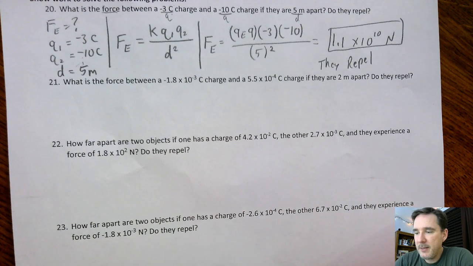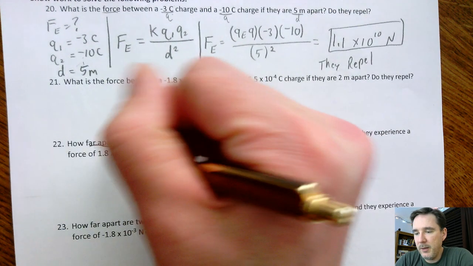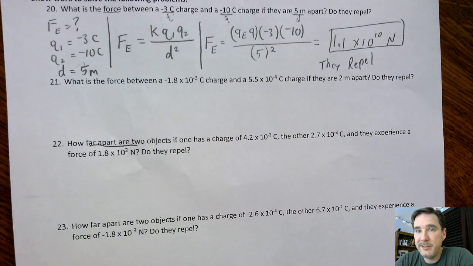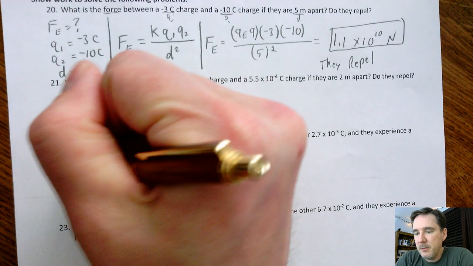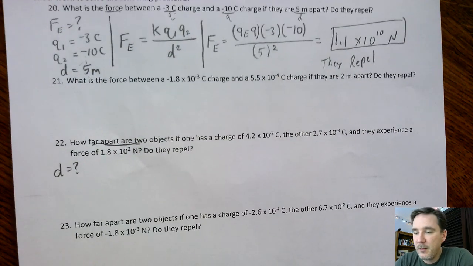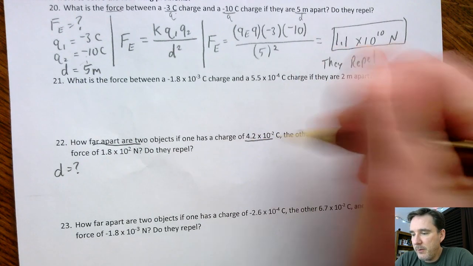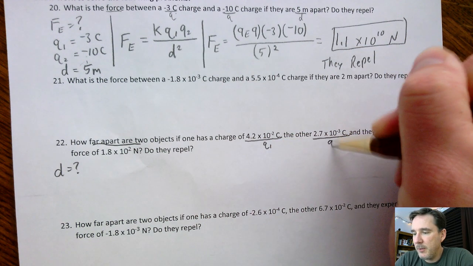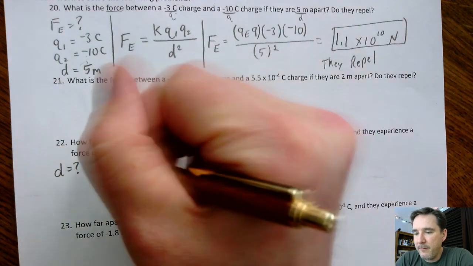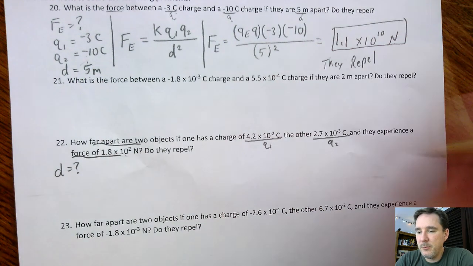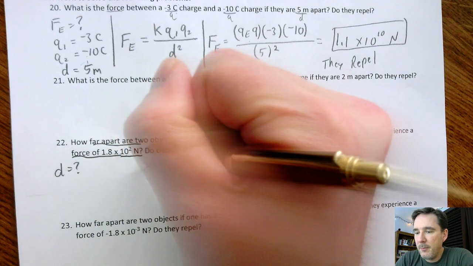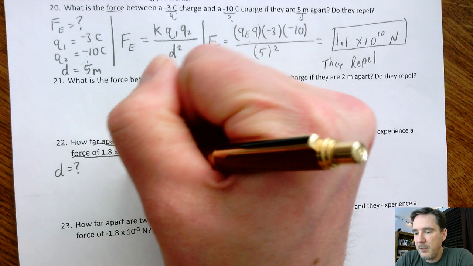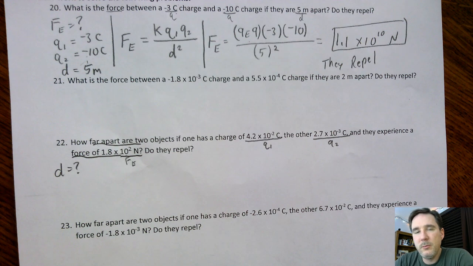But this one is asking how far apart are they? In other words, it's asking for the distance. So D is going to be my question mark. It gives me a charge of this, so that is a Q, probably Q1, and the other charge is going to be Q2. They experience a force, much force on the pencil, of that much. So this is going to be my FE. So I've marked it down. I just want to write it down now because it's not really organized. It's just sort of picked out.